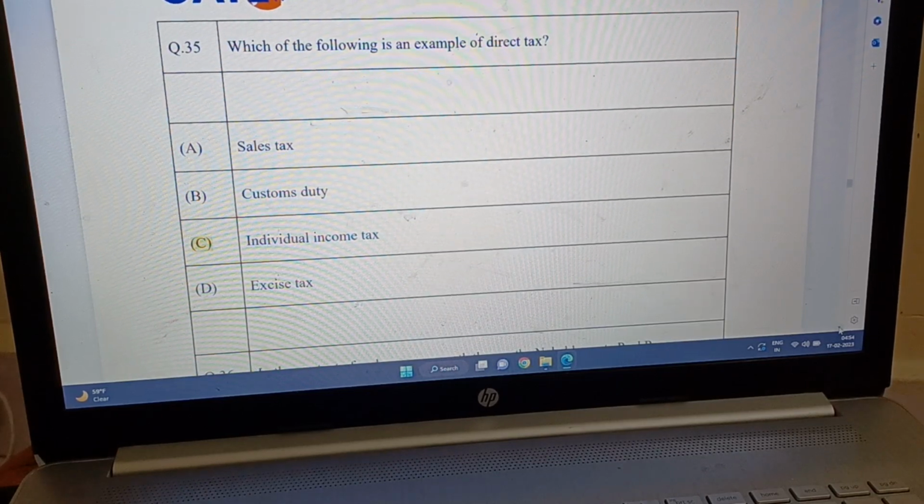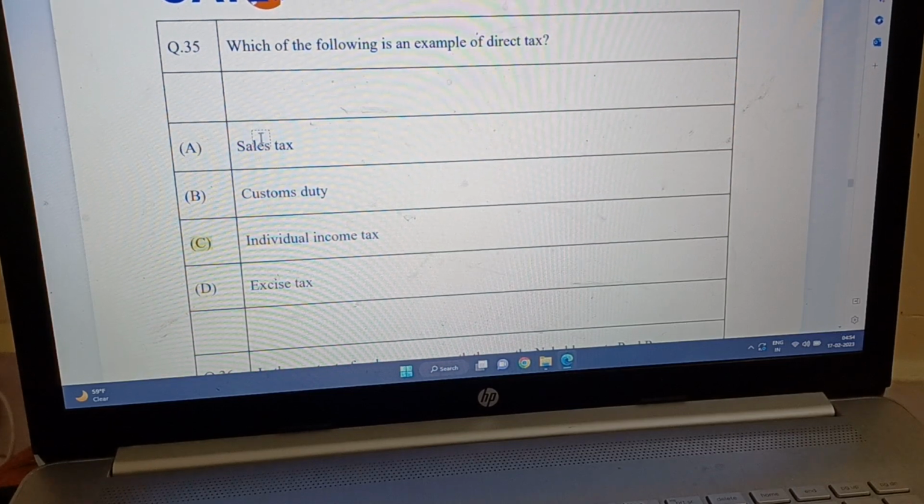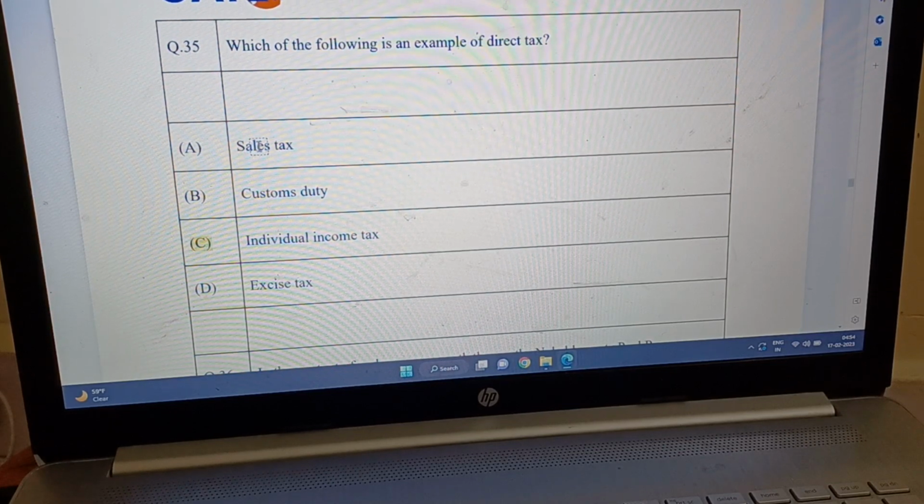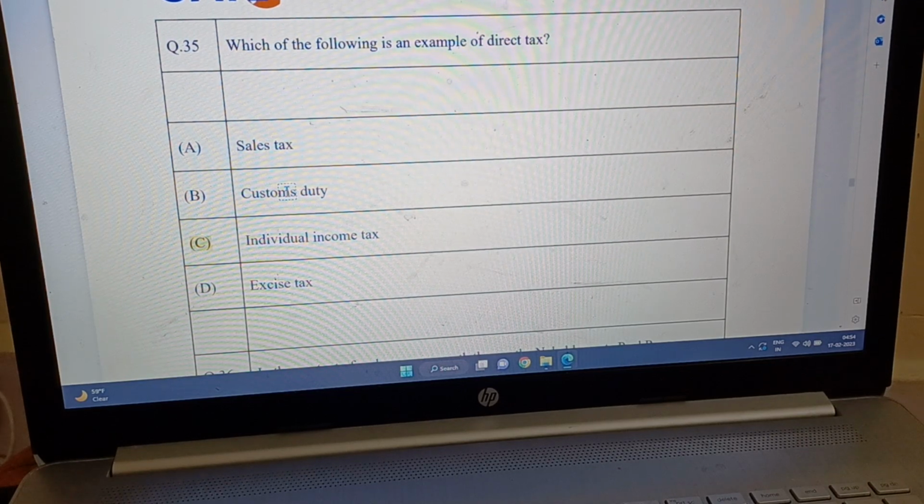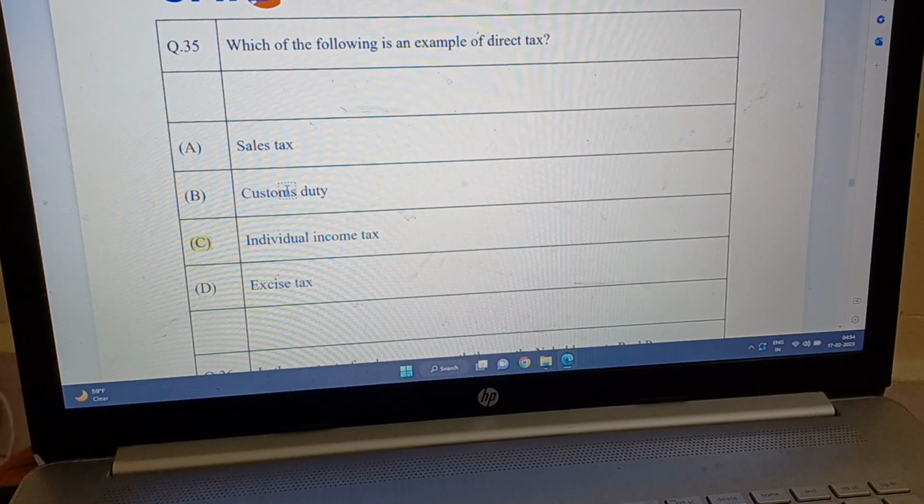Next question is, which of the following is an example of direct tax? Oh, come on, it is very simple question. You all must be knowing. Sales tax, it is not direct tax because it is hidden in price. Whenever you buy a good, you have to pay it. Custom duty, also it is hidden in price of the good when you buy it. So it is not direct tax, it is indirect tax.